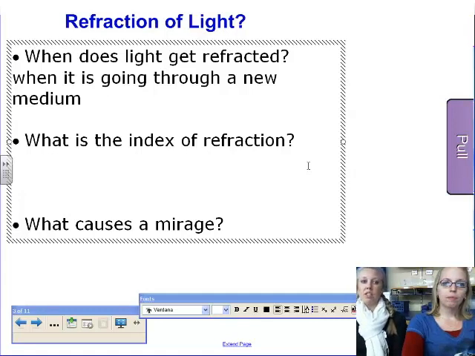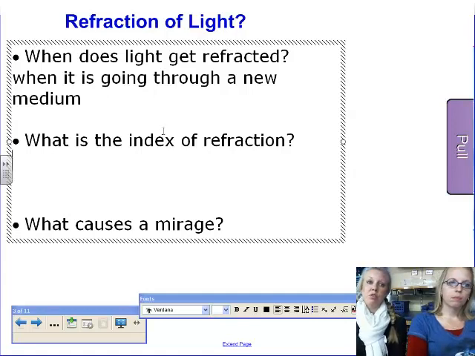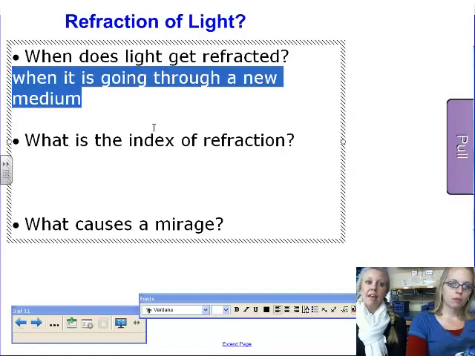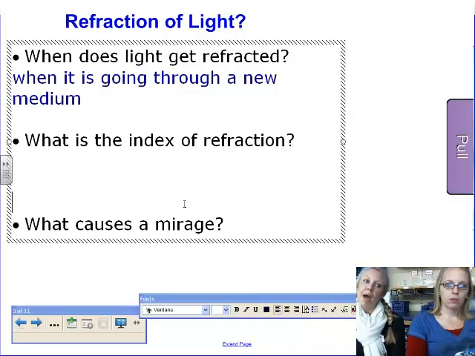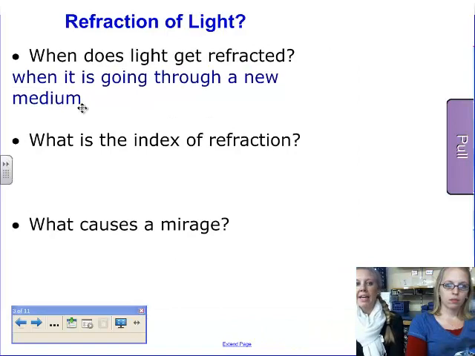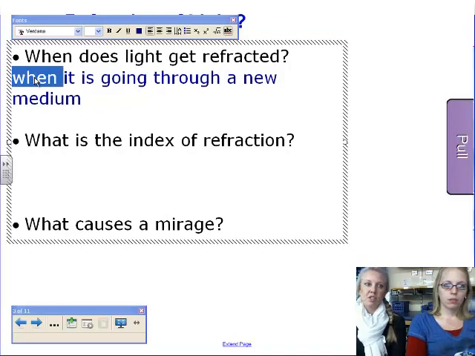So if you think back to your fish tank and you have light waves that are traveling through the air, and then they go into the glass, and then they go into the water, and then they go back through the glass, and then they go back into the air. There are 3 different types of mediums occurring right there in that itty-bitty situation.